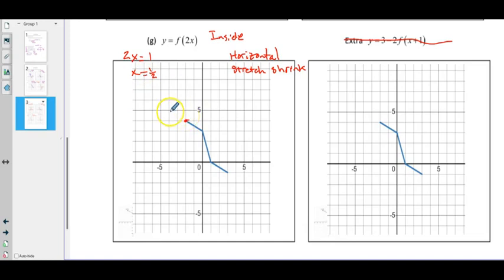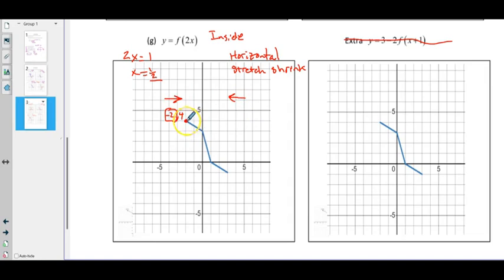What does that mean visually? So my point here, again, is at -2, 4. With a vertical stretch or vertical shrink, it just halved or stretched vertically. In our case, our x value is being shrunk by half. So it's not going to move up or down, it's going to move inward. It's shrinking.